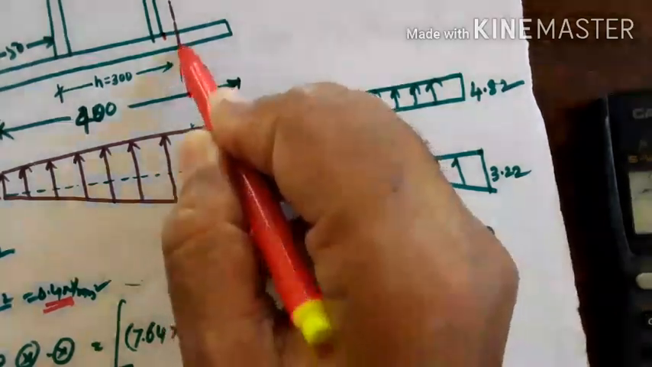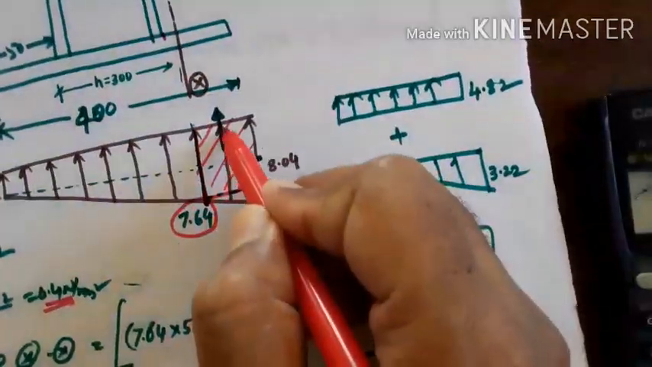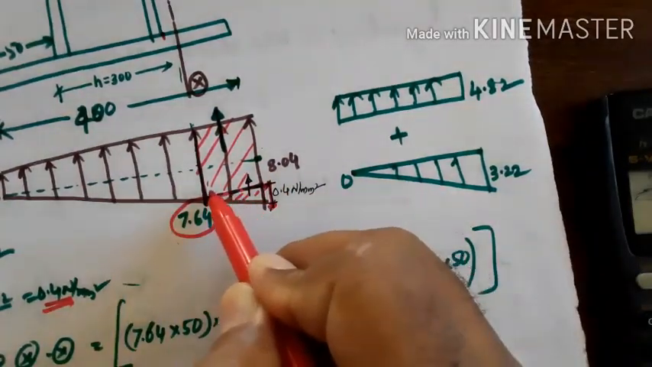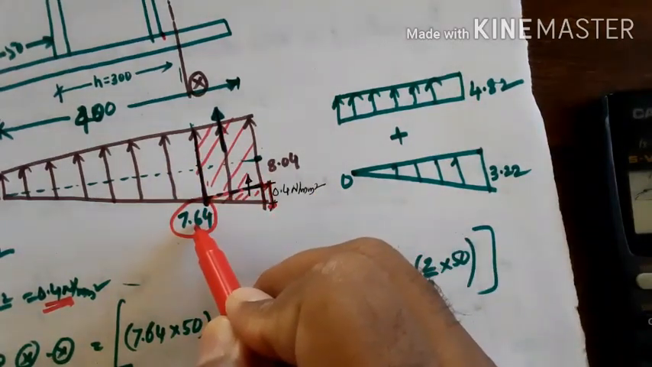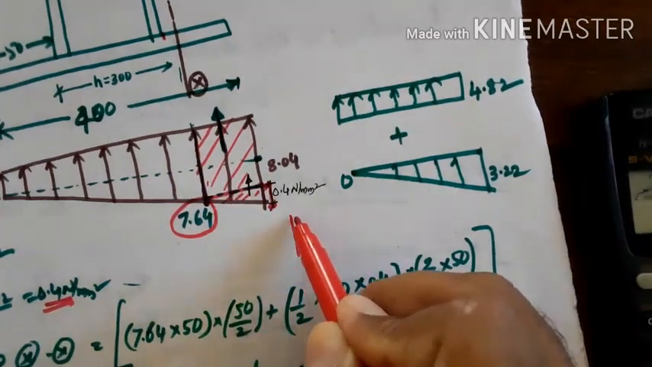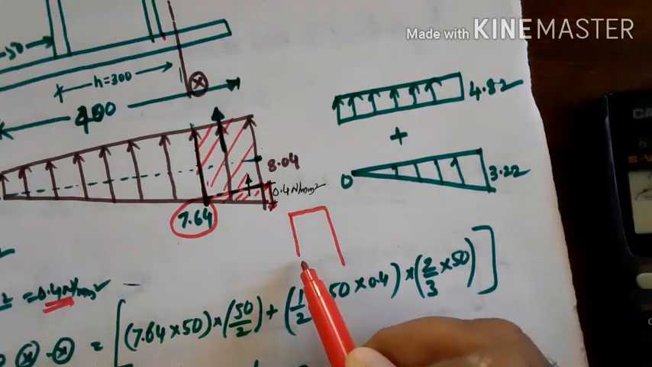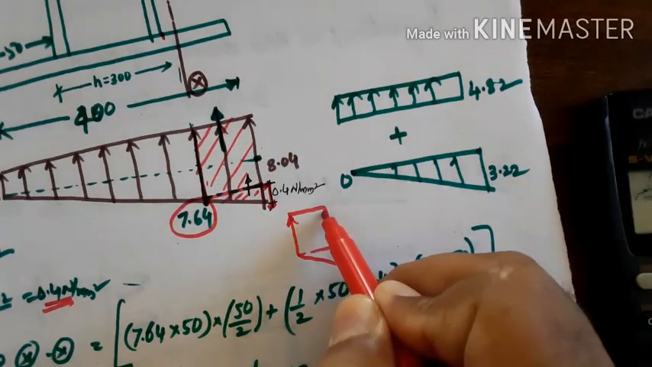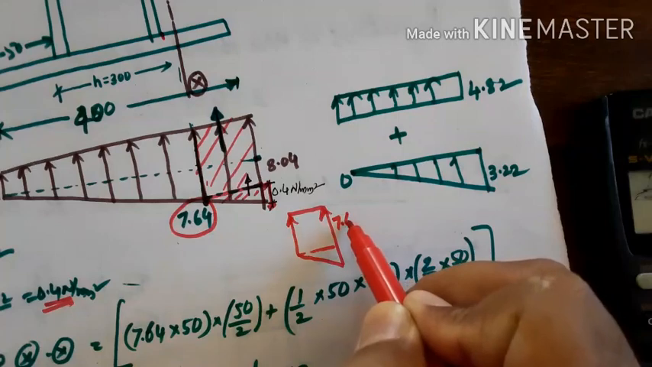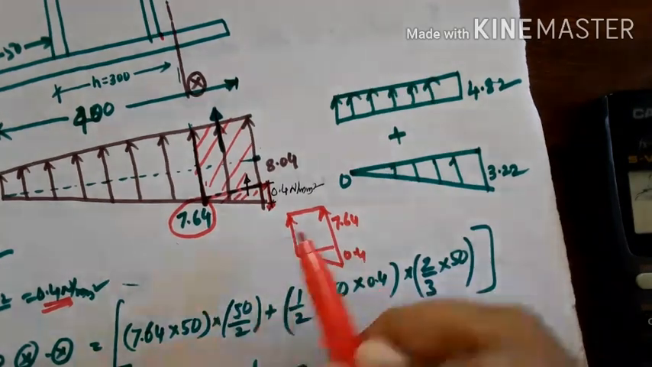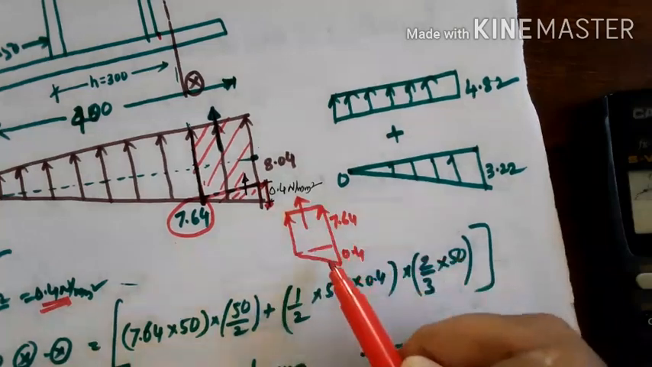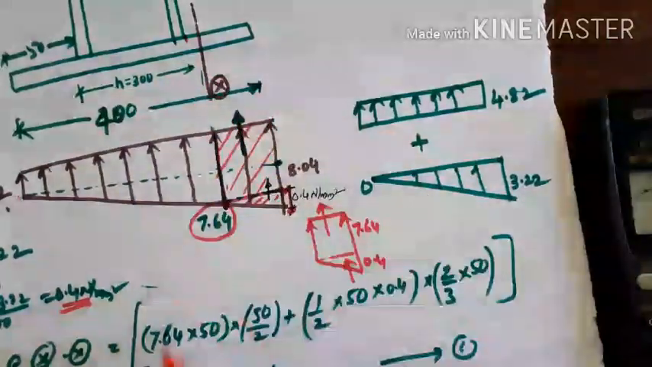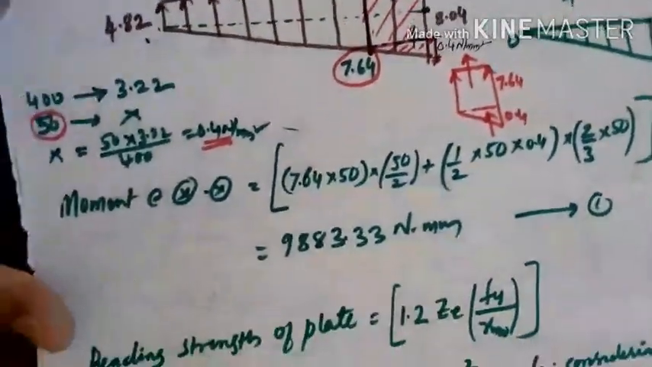Then if I want to calculate the moment about xx, one part will be the rectangular, the other part will be triangular. The rectangular part will have a stress of 7.64, so it will be like this. This part is 7.64 and this will be 0.4. Now the resultant will be acting here and this resultant will be here. Now you have to take the moment about xx. You will get the moment at xx.